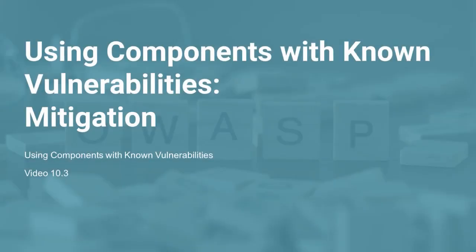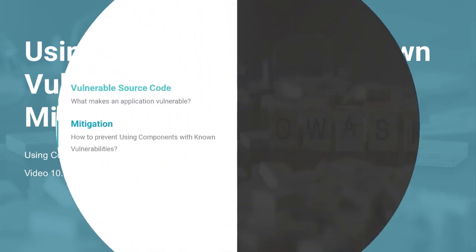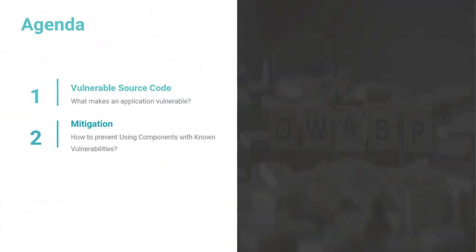Welcome to the third and last part of the using components with known vulnerabilities session. In this part, we will discuss mitigation. We will start by discussing what makes an application vulnerable, and then we will hunt for the OWASP Juice Shop vulnerable source code. Before closing this session, we will discuss how to avoid such vulnerabilities.